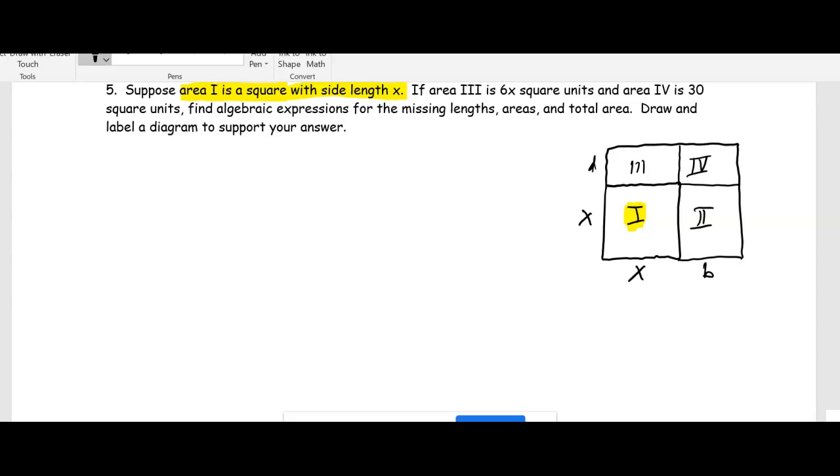All right. If we read the second sentence, the area of number 3 is 6x. So let's come up here. I'm going to get rid of number 3. And you are told that that area isn't a simple number like it was in the previous problem. It's a 6x. If we continue reading that sentence, the area of number 4 is 30. So that one's a little easier to understand. We're going to get rid of the Roman numeral 4, and we know this has an area of 30.